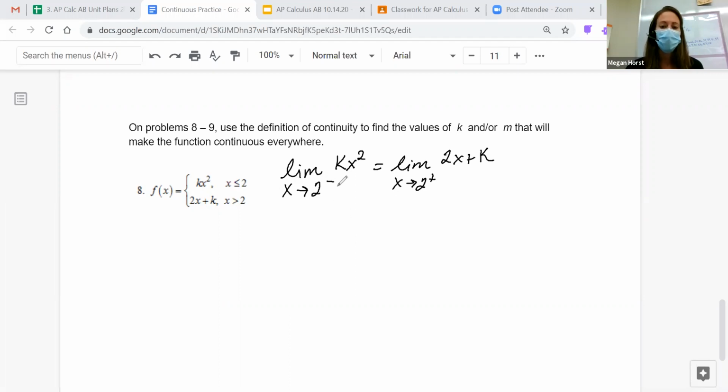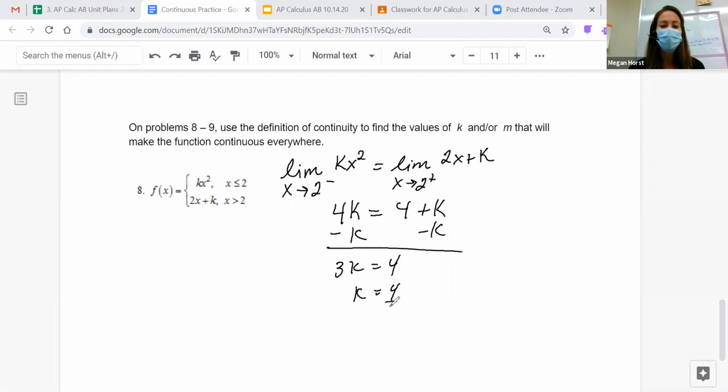So now I can just sub in here. I'm subbing in for x, not k, so keep that in mind, because it says x approaches 2. I get 4k equals 4 plus k, and now I'm going to solve for k. I subtract on either side, I get 3k equals 4, I divide, and I get k equals 4/3. This means for this function to be continuous and my limit to exist, k would have to equal 4/3.